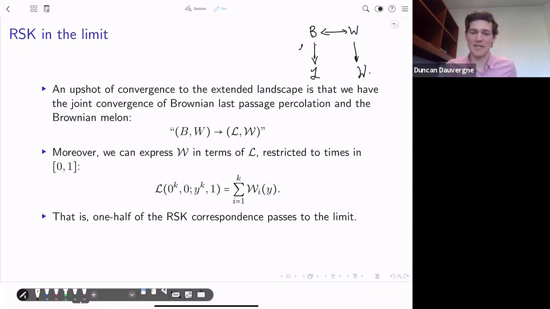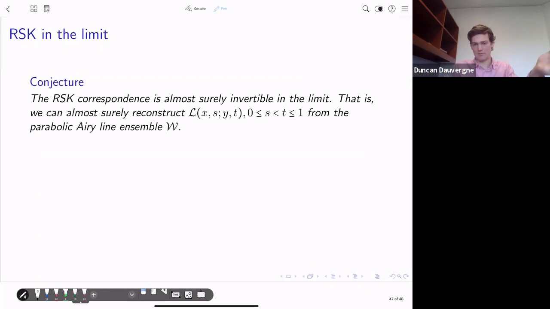And you can actually express W in terms of L. You can check that you can use the same construction relating B and W to relate the landscape and the parabolic Airy line ensemble. So you can go this way at the level of my little diagram. What this is saying is that, one, the joint RSK pair is passing to the limit. Two, one half of the RSK correspondence still lives in the limit. And we kind of strongly believe that the opposite is also true.